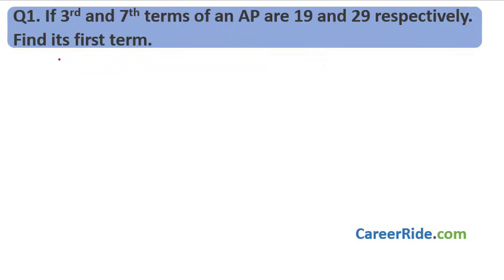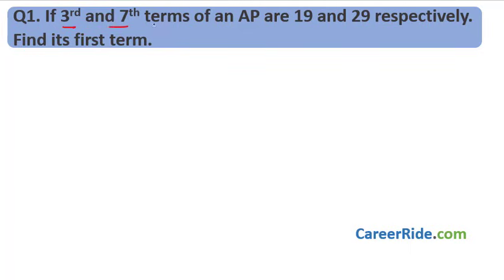Fantastic. So let's start with some questions now. The initial questions that we take up will be a little easier ones so that your momentum gets built up, and as you get into the rhythm, we'll move on to more difficult questions gradually. So let's see the first question here first.